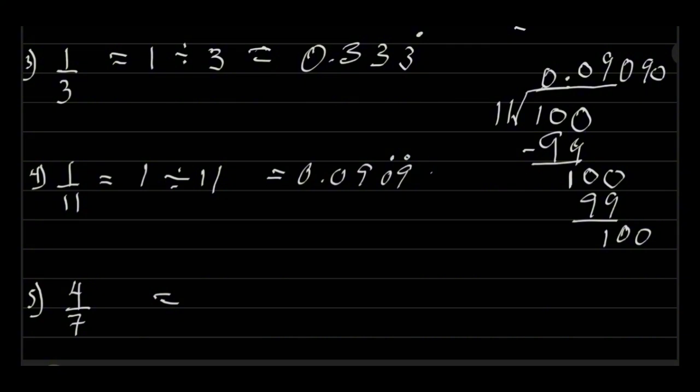Now let's try it for 4 over 7. So 4 divided by 7.